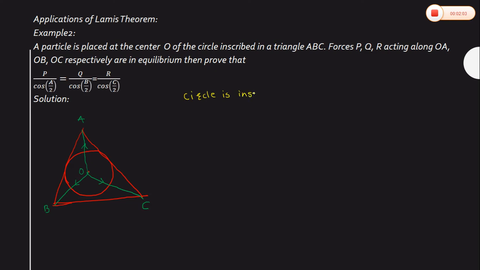But the interesting thing is, from the figure, the circle is inscribed in a triangle. Therefore, this circle is called an incircle. And we know that when the circle is an incircle, then its center O is called the incenter.